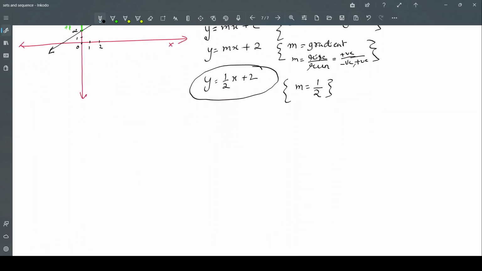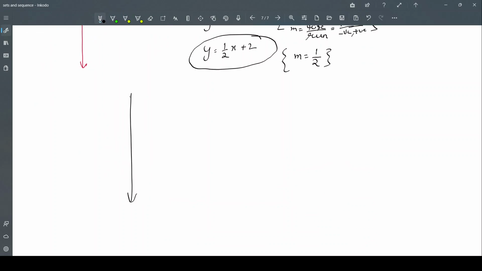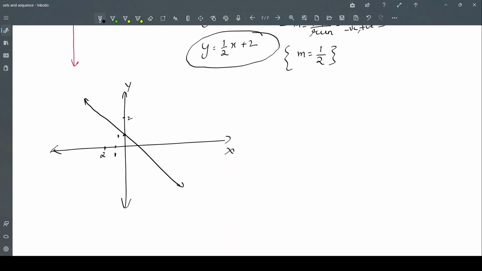Keep it in mind. Let me give you one more example so that it will be much easier for you. Let's say this is the x-axis, this is the y-axis. Let's say the line crosses like this. The line crosses the y-axis at 1 over here, and let's say this is 2, this is also 2 here, and this is 1. So what happens here if in the question they are asking us to find the equation of this line?